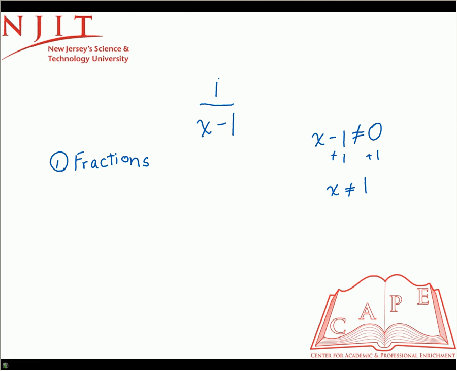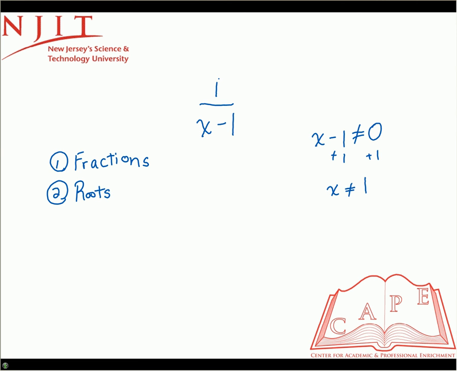As I just did in the previous example with fractions, the denominator cannot be 0. So the easiest way to do it is to take your denominator, set it equal to 0, and that will give you the values that it can't be, and then pretty much it can be all other values. The second one to look out for is roots, square roots to be more specific.